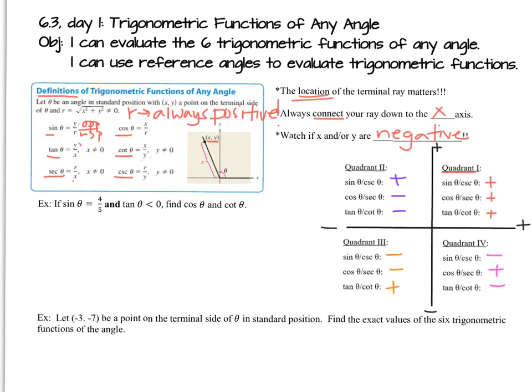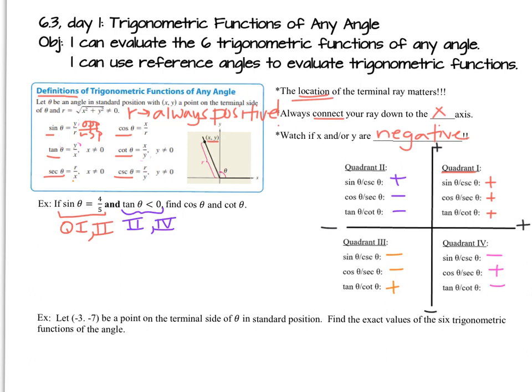If sine is positive 4/5, that means we could be in quadrant 1 or we could be in quadrant 2. That's where sine is positive. But if tangent is less than 0, that means we're looking for tangent to be negative. And tangent is negative in quadrants 2 and 4. Just using that chart on the right-hand side as a guide.